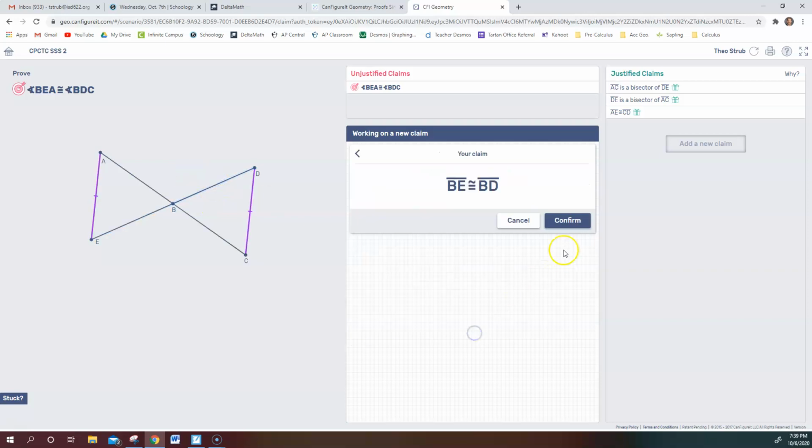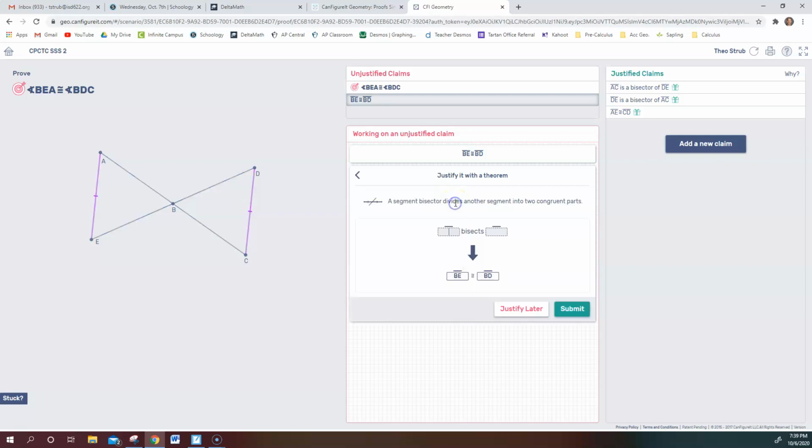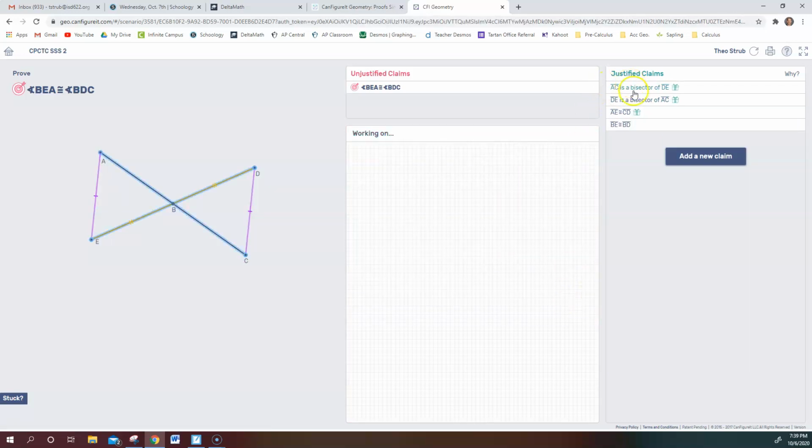And how do I know that? I have to click confirm. The definition of bisector, it's not midpoint, it's bisector. A segment bisector divides another segment into two congruent parts. And then what is the bisector? I can just click on the first given, hit submit, and there we go. Notice it added that pair of congruent pieces. So now I have two pairs of congruent sides. I just need this third one to do the side, side, side.